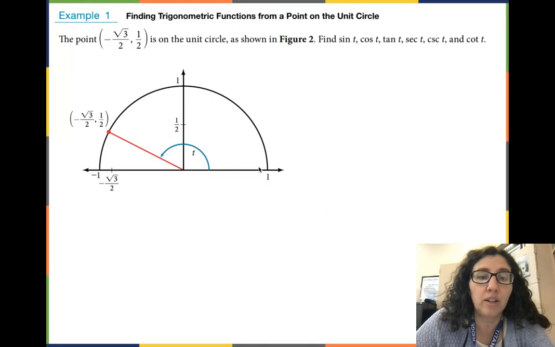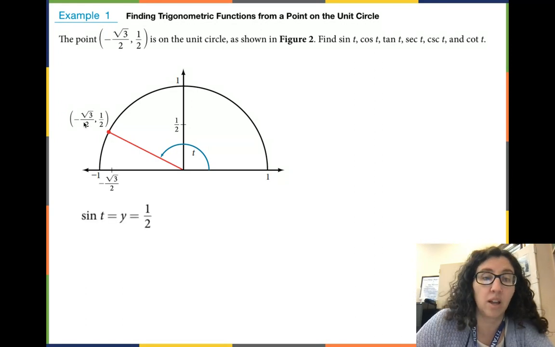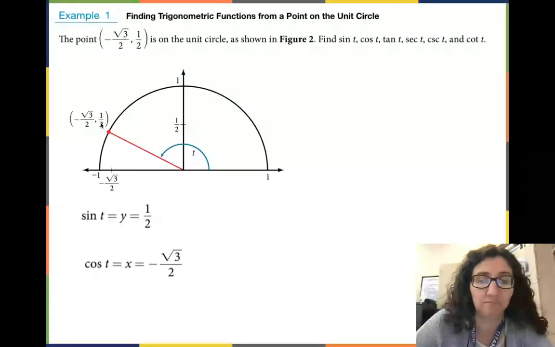All right, so what if we had this angle here, T, and the x and y values where that intersects with the unit circle are negative square root of 3 over 2, 1/2. Find all the trig functions, actually. So just looking at this, hopefully we can remember this value is going to be our cosine, and this value here is going to be our sine. Right, we can just read those right off. Now we're going to use the ratio of these x and y values to find the other four trig functions.